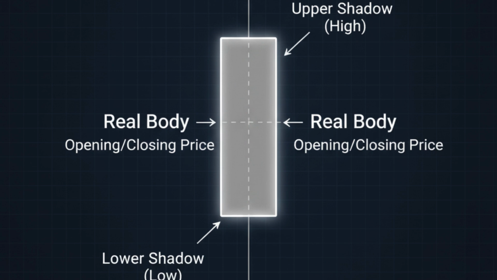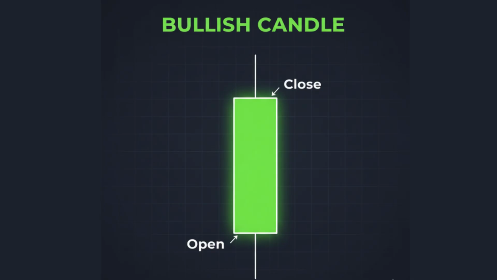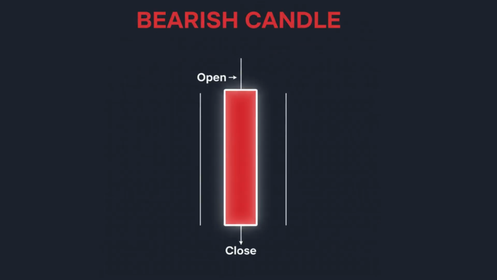Let's break it down. First, we have the real body. This is the thick part of the candle. It tells us where the price opened and where it closed for that specific time period. If the body is green, or sometimes white, it means the price closed higher than it opened. Buyers were in control. If the body is red, or sometimes black, it means the price closed lower than it opened. Sellers were in charge.